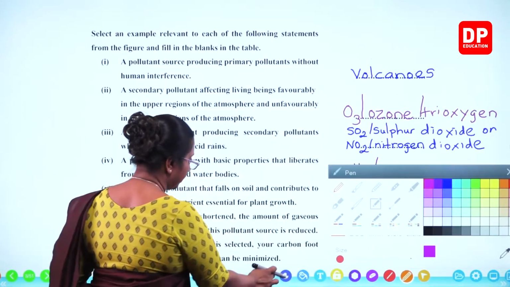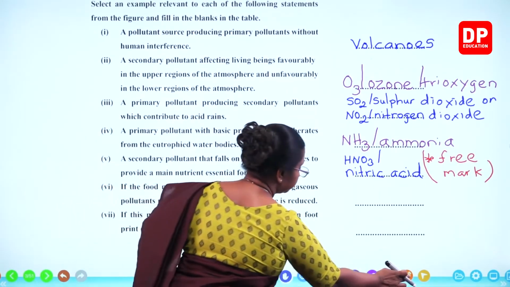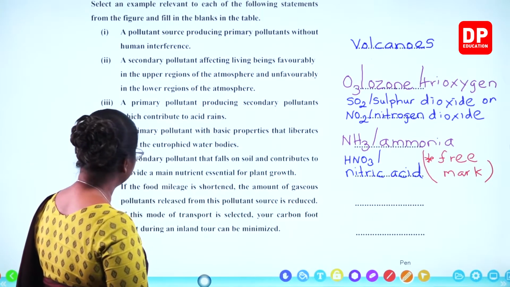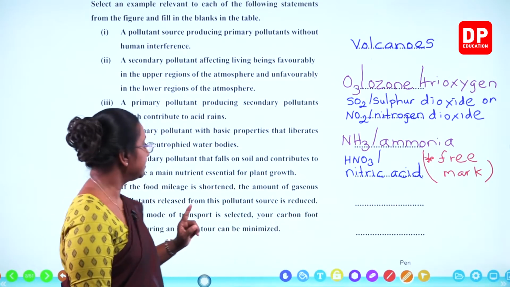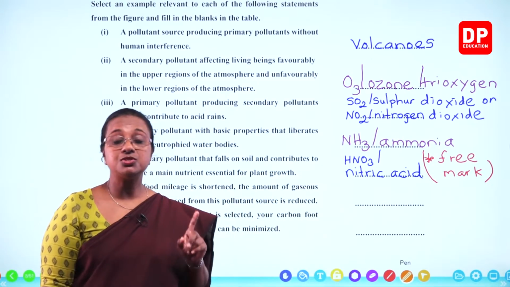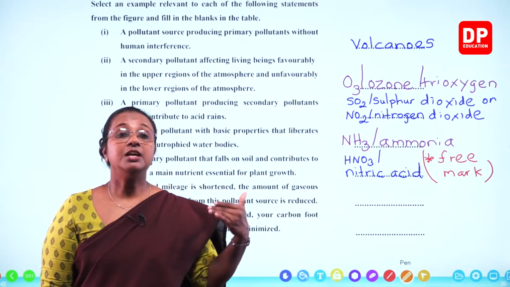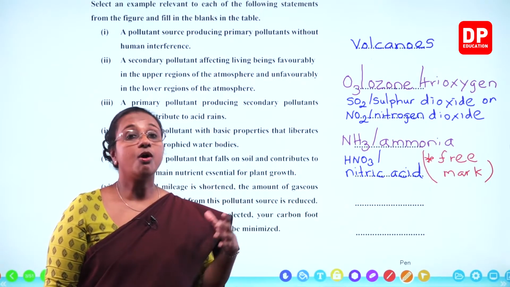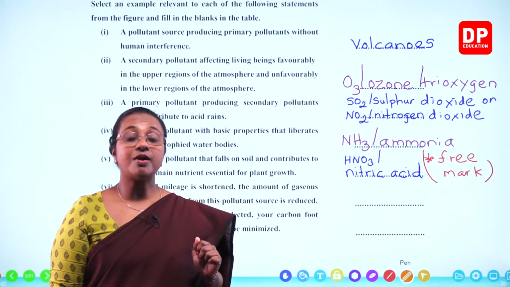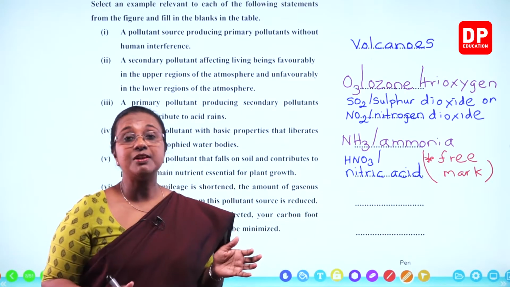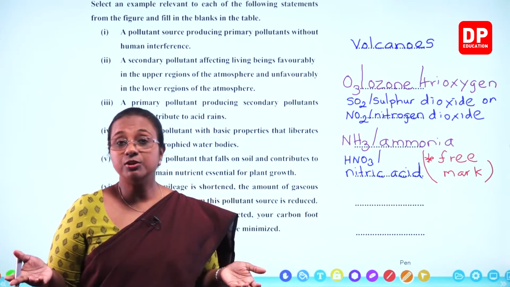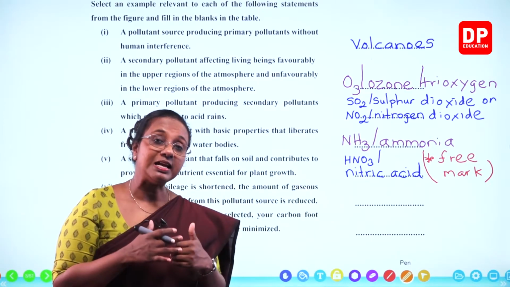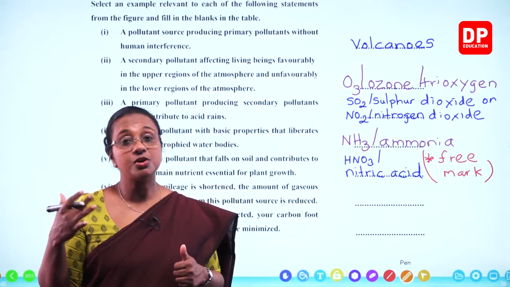So then, the sixth part of the question. Sixth one, if the food mileage is shortened, the amount of gaseous pollutants released from this pollutant source is reduced. So, if the food mileage is shortened, you know what food mileage is. If you have a plant in your home garden, say a mango tree, you get the mangoes from the home garden, or from the coconut tree, if you get the coconuts from your home garden, the distance traveled by that coconut is very less. You don't need to use any vehicle. So, you will not be burning any fuel. So, there the food mileage is less. The carbon footprint is also less.